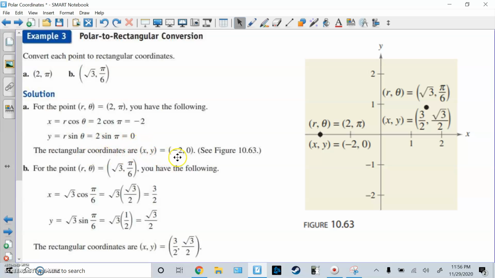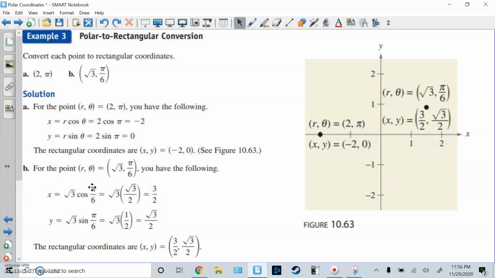Alright, so negative 2 comma 0 in rectangular is the exact same thing as 2 comma pi in polar. Next, root 3 comma pi over 6. So we're going angle pi over 6, in the first quadrant, then going root 3 out this way. You do the same two formulas.